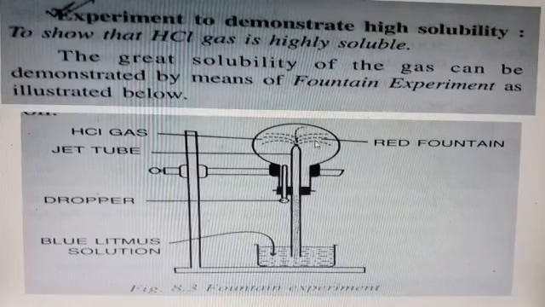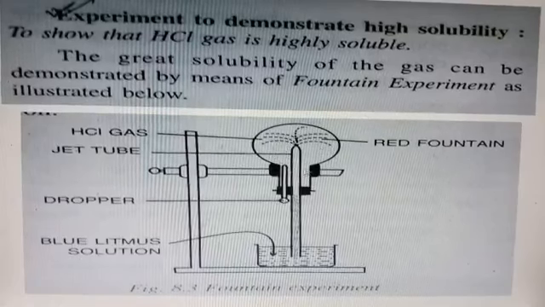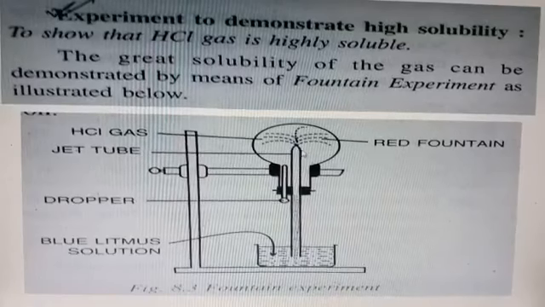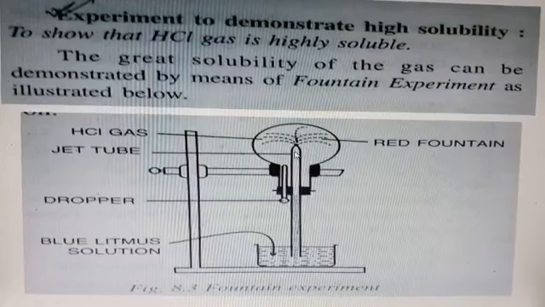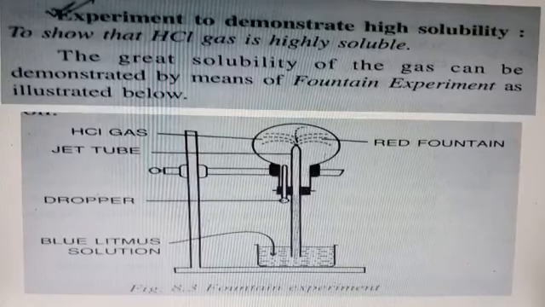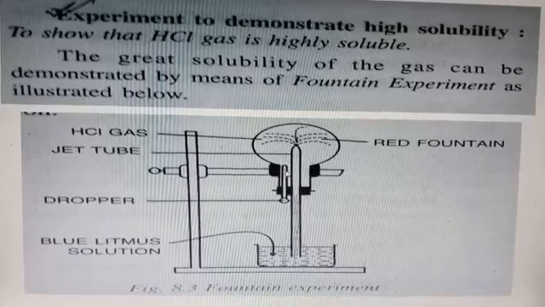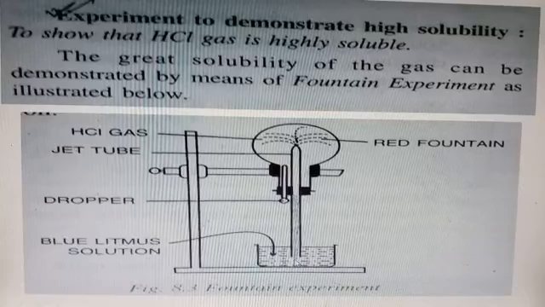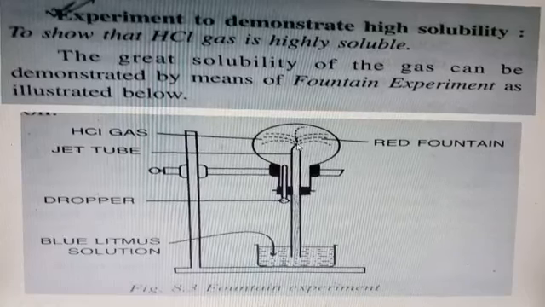So why is the lower pressure created here? Because hydrogen chloride gas, which was occupying the whole of this, is dissolved in water. As a result, water from the bath moves up through this jet tube. Since this is blue litmus solution, and hydrochloric acid is present here when hydrogen chloride gas mixes with water, it forms hydrochloric acid, and hydrochloric acid turns blue litmus red. So you can see here the red fountain.